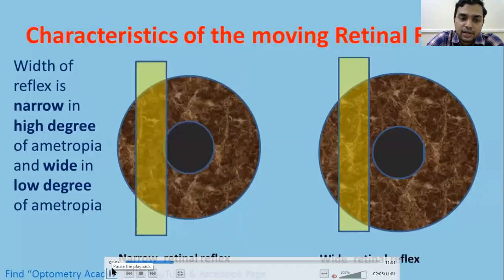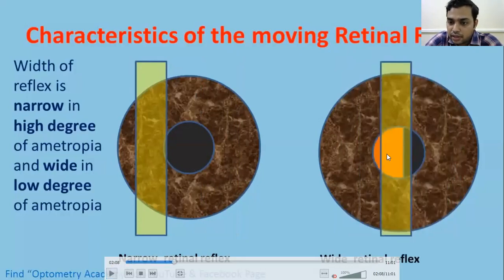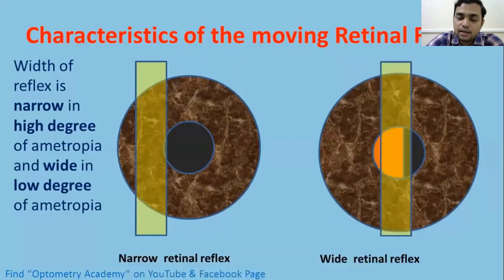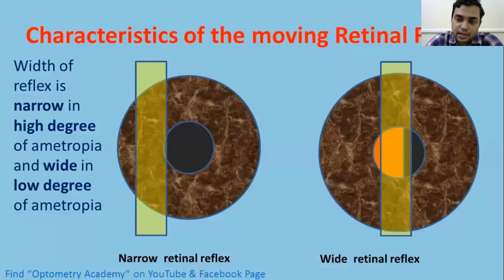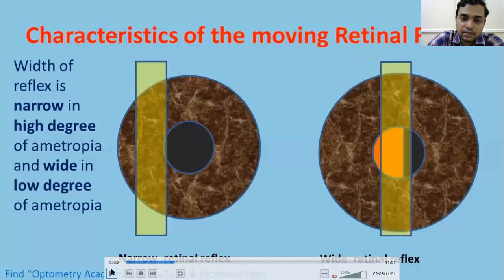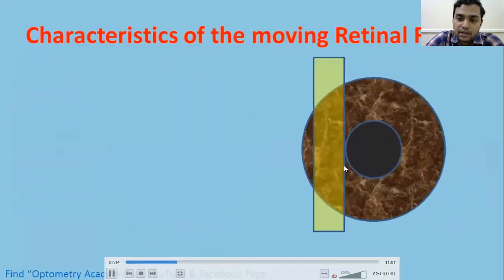So wide retinal reflex, in case of low degree of refractive errors, we can observe the width of the reflex. The width of the reflex is a little bit wider in case of low degree of refractive errors. So that is, if the power of the patient is less than -2 or something like that, the width of the reflex is a little bit wider when compared with the high degree of refractive states. So this is how you observe the light which is traveling across the pupil in retinoscope.